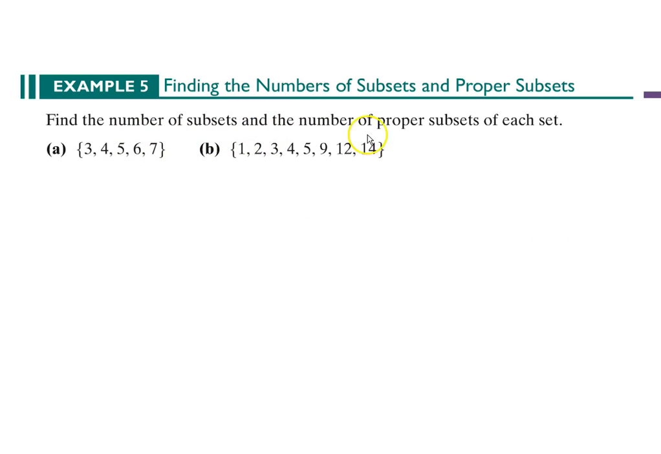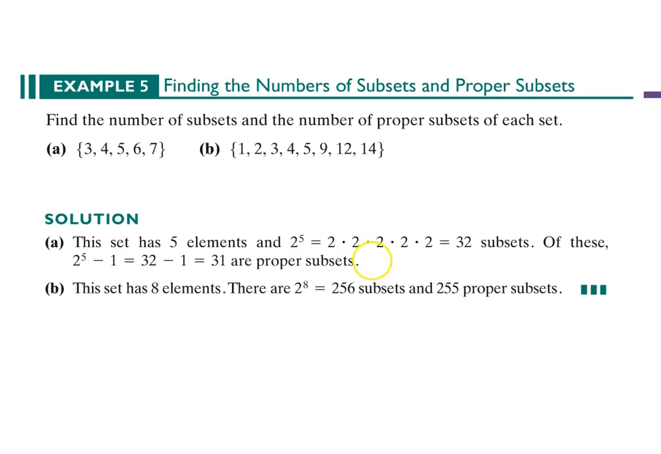Find the number of subsets and proper subsets. Well, here this is going to be 2 to the 1, 2, 3, 4, 5. This would be 2 to the 5th, 32. Proper subset, 31. This is 1, 2, 3, 4, 5, 6, 7, 8. I believe, and I have this written up already here, this is going to be 256. Wow! So the proper subset would be 255. And we can see that here.